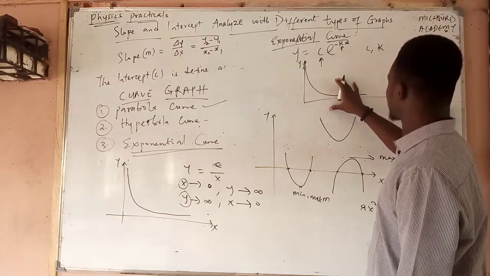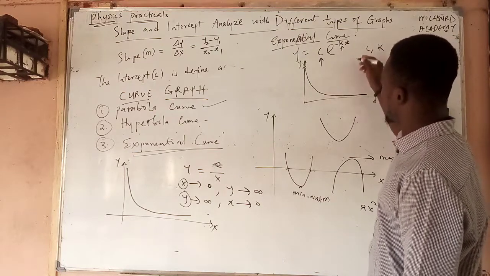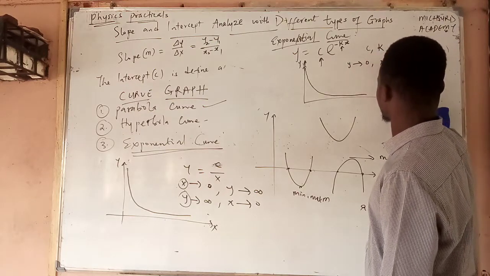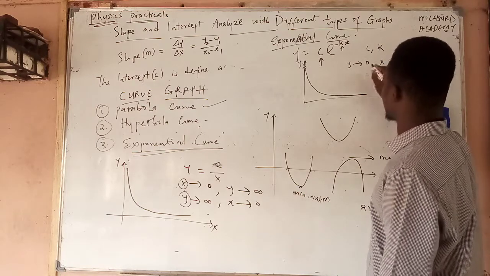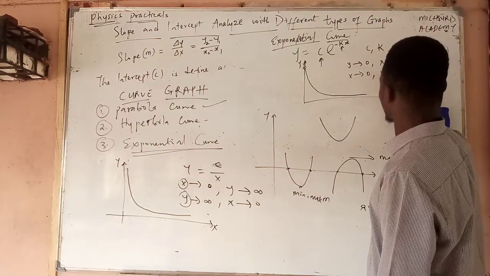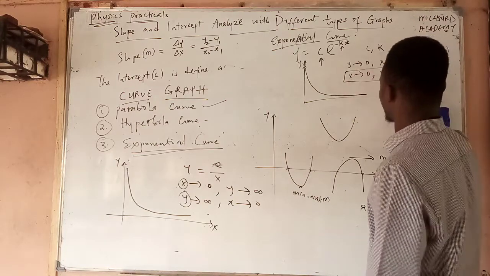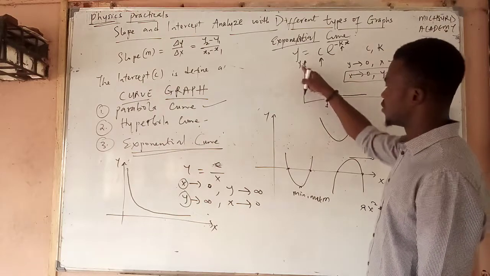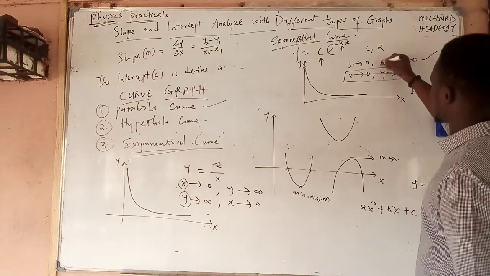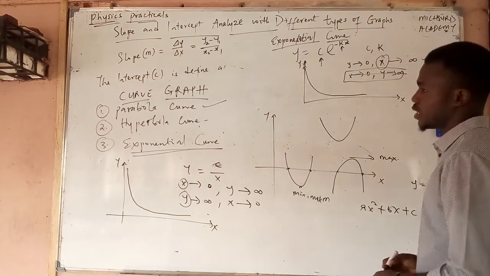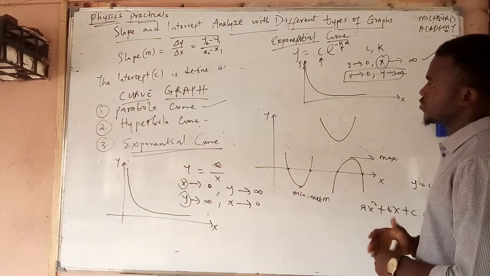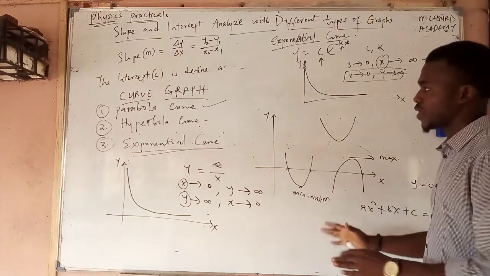Okay. So you can see clearly that as y goes to 0, x goes to infinity. But we can't say x goes to 0 and y goes to infinity. It's not true here because it cuts the y-axis. So this shows that it is only asymptotic to the x-axis. Alright. So this is just for the curved graph. So we are going to stop here for today.